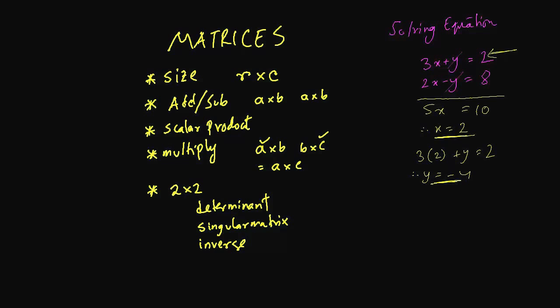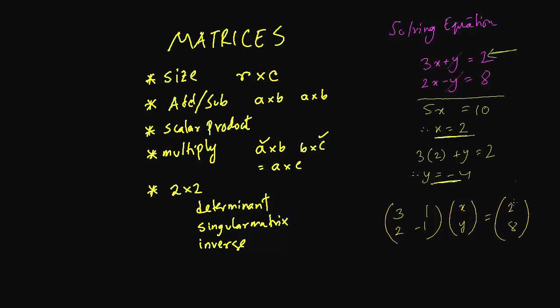Now let's see whether the same thing can be done using matrices. But this is the trick. We write the coefficients of x and y into a matrix. So the coefficient of x is 3, the coefficient of y is 1, the coefficient of x in the second row is 2, and here is minus 1. Then we multiply it with the variables x, y equals, and we write down the values in the other matrix, 2, 8.